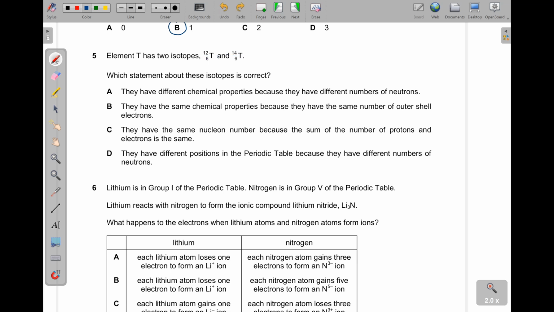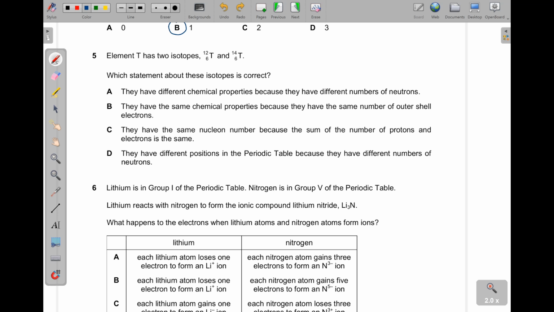So let's look at the options given here. They have different chemical properties? No. They have the same because they have the same number of what? Protons. And what determines the chemical properties are the number of protons in the nucleus. In other words, the electrons actually in the outermost shell. Okay, we call them the valency electrons.